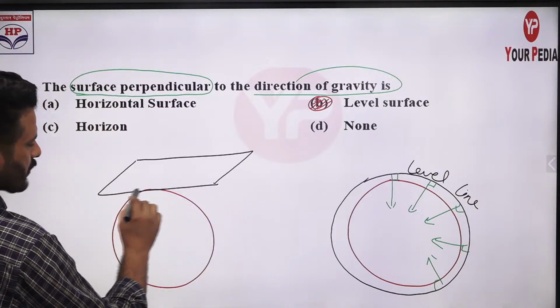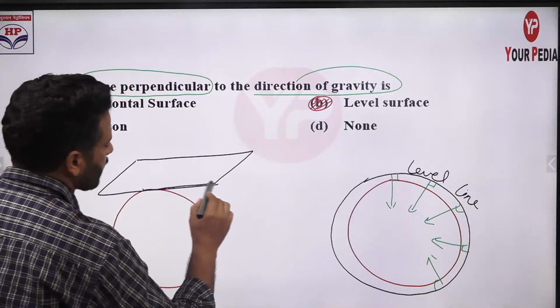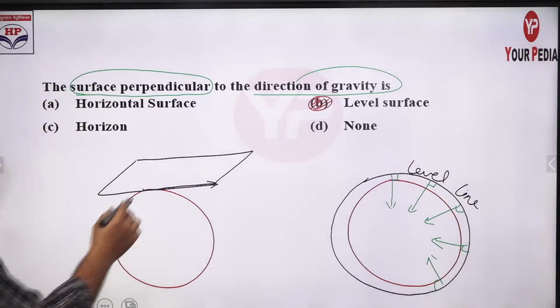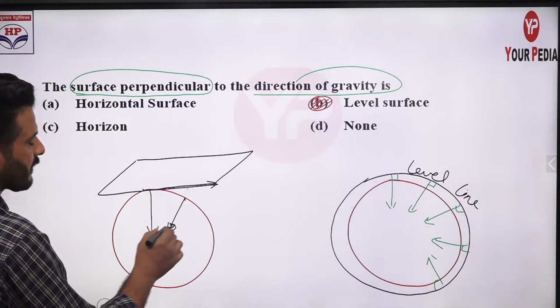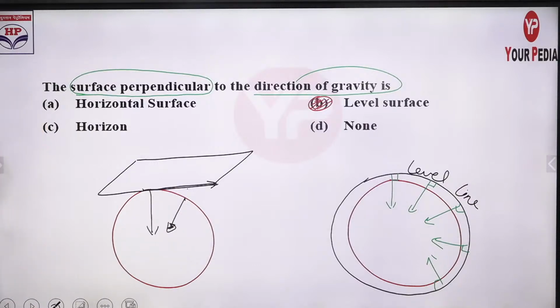This horizontal surface is what, so we are drawing here a tangent, so this will be perpendicular at this point only. This surface is not perpendicular to this plumb bob line or gravity line at other points. So this is the difference between the level surface and horizontal surface. So for the time being, the answer is option B. Yes, fine.